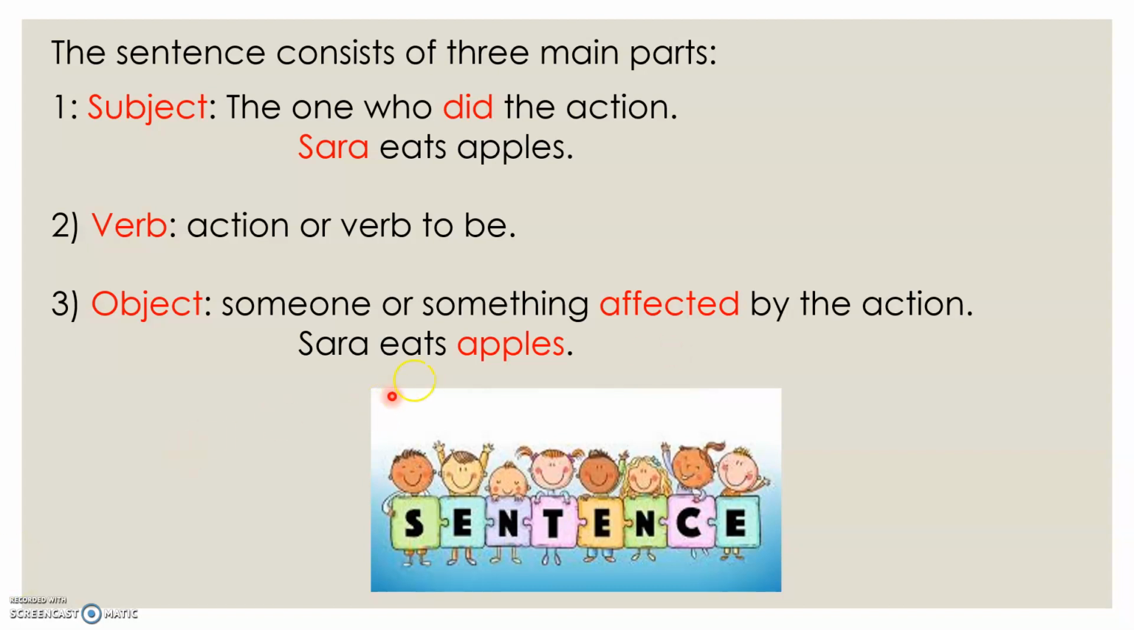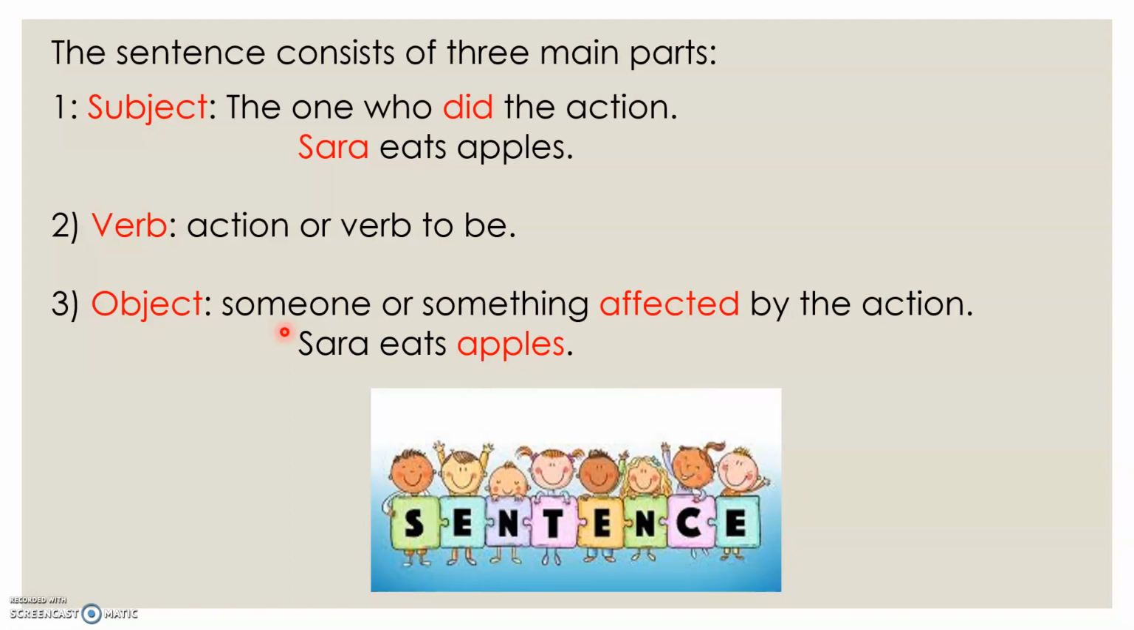So for example, Sarah eats apples. If I ask you, what does Sarah eat? She eats apples. So apples is the object of the sentence because it's the thing that was affected by the action, which is the verb eats. So this is the object of the sentence. Usually we ask about the object with the WH question, what? Okay? So the object is the someone or something affected by the action, the one the verb fell upon in the sentence.